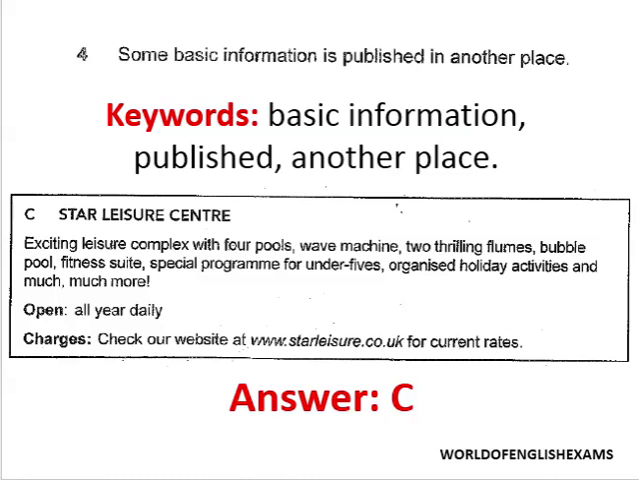Is there anything given about information and published at another place? No. So see here, open all year daily, charges. Check our website at www.starleisure.co.uk for current rates. So current rate is the basic information which is published. Where is it published? On their website, that is called www.starleisure.co.uk.